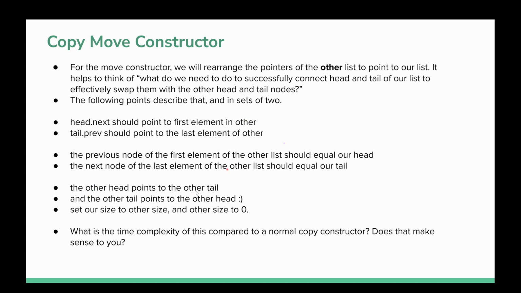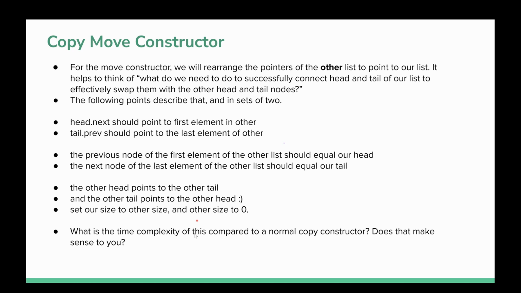After we're done with that, we have stolen the other linked list. So the other linked list now needs to be empty. It has nothing. So we're going to make it point to the tail as we typically see, with other.head equals other.tail and other.tail equals other.head. We'll let our size be whatever other size was, and the other size should now be 0 as it is empty. Understand what the time complexity of this is. How does it compare to a copy constructor? You can think about it, and then I'll show the answer.